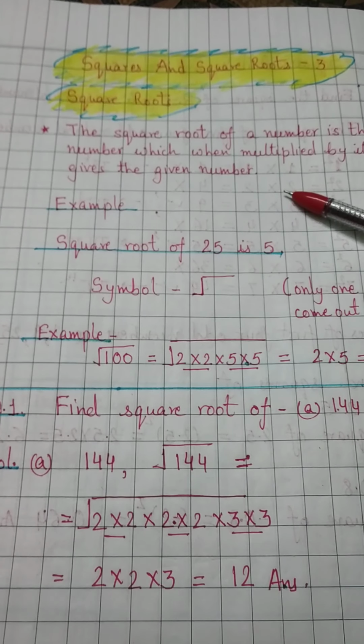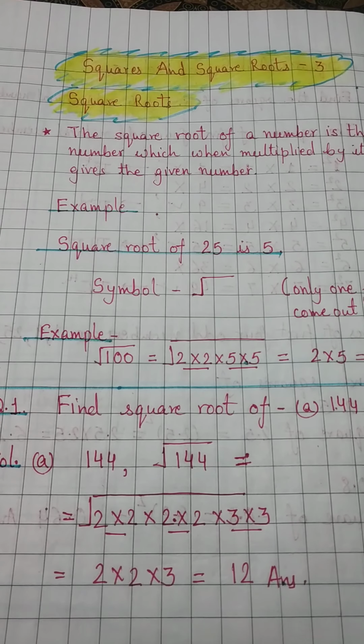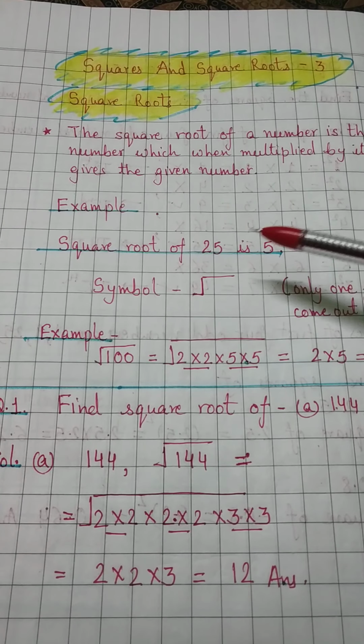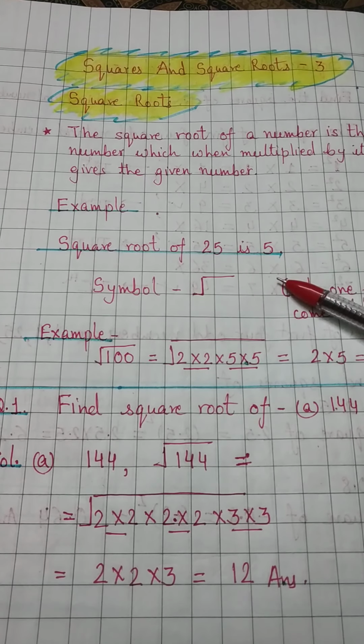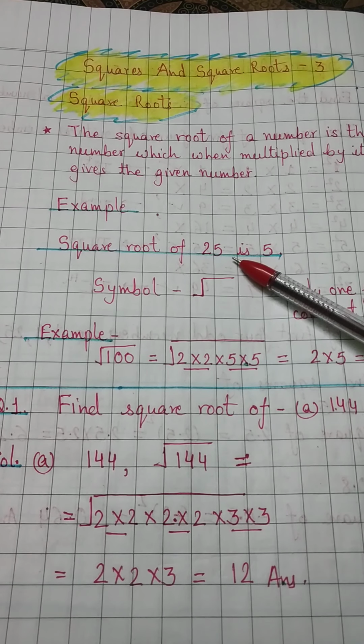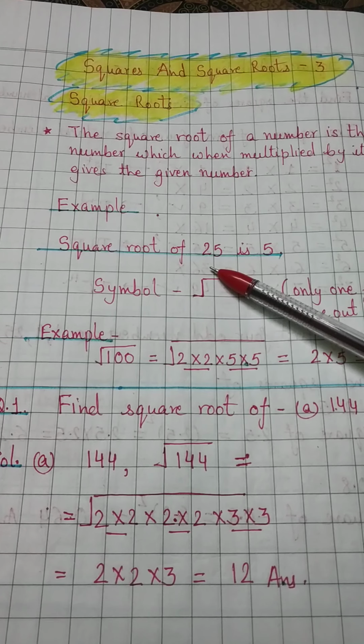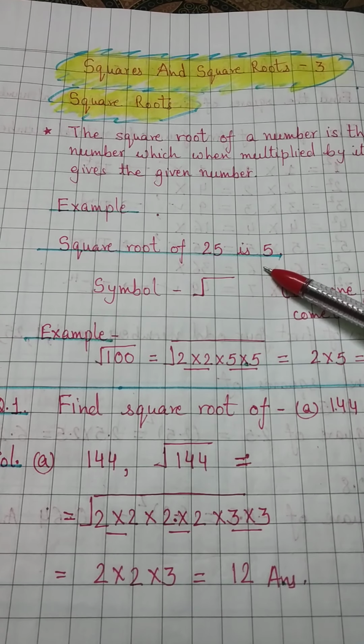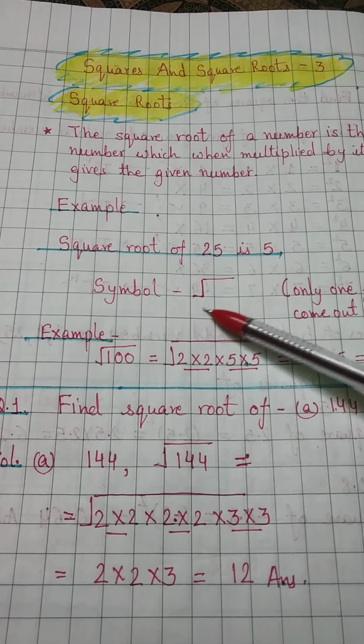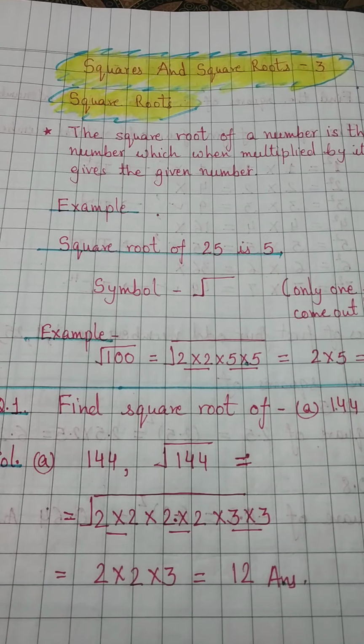The square root of a number is that number which when multiplied by itself gives the given number. So this is a square root. For example, I have taken the square root of 25 is 5, because 25 can be written as 5 into 5. So the square root is the root number from which the number came after multiplying it by itself. The symbol of a square root is this.